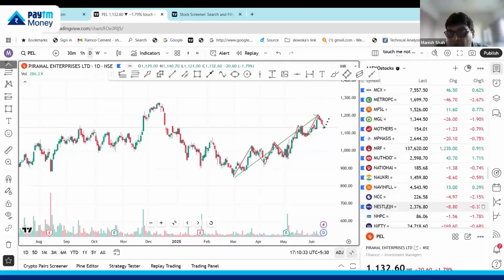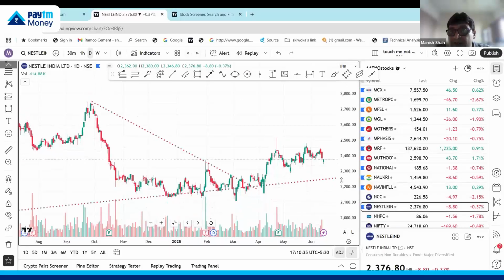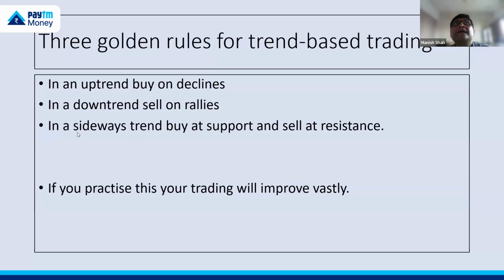Which one was it? We were talking about Nestle. Now what does Nestle do? So what is its second hint? Look, in an uptrend, you buy on declines, in a downtrend sell on rallies, in a sideways trend buy at the range support and resistance. So buy at support and sell at resistance.